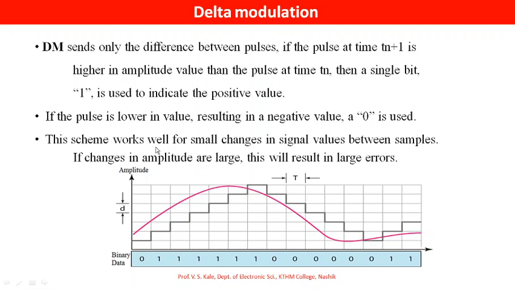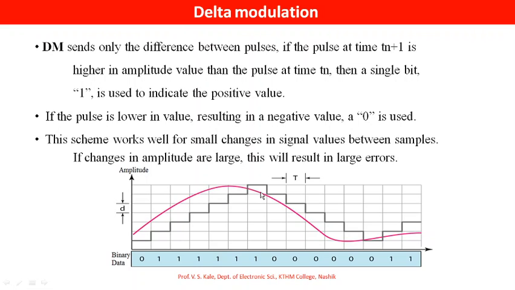This scheme works well for small changes in signal values between samples. If changes in amplitude are large, this will result in large error. See the diagram. Here, time duration is fixed, that is pulse period is fixed. At the beginning 0 is sent. The amplitude of the signal is increasing, positive, 1 is transmitted. It is again increasing, 1 is transmitted. Like this 1 bit is representing there is increase in signal amplitude.